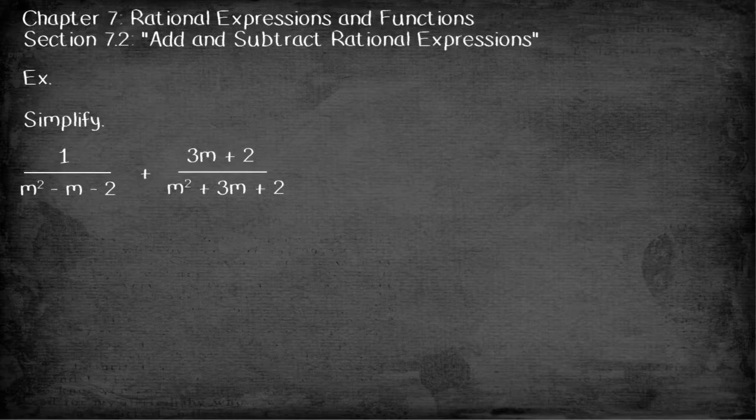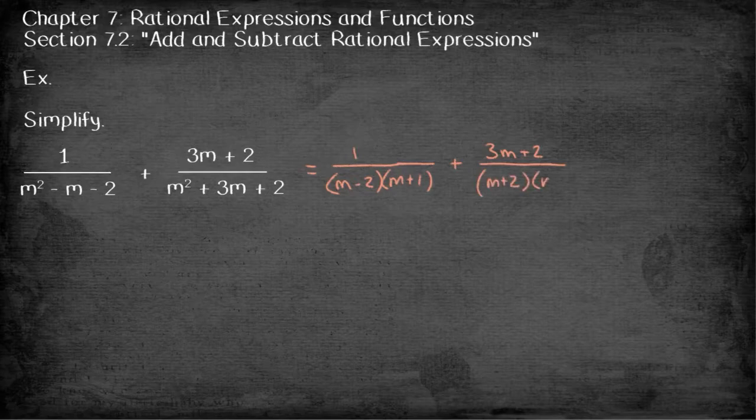All right, so we want to add these two rational expressions together. I need a common denominator to be able to do that. So first of all, I'm going to factor the numerators and denominators completely. It'll make life a little bit easier, I promise. So m squared minus m minus 2, that factors as m minus 2, m plus 1, plus 3m plus 2. And then that one factors as m plus 2, m plus 1.